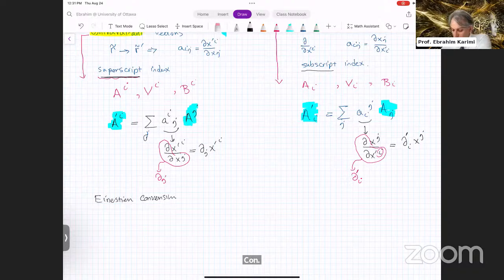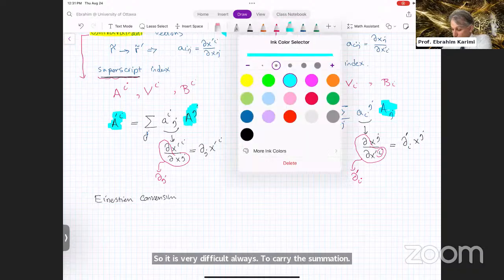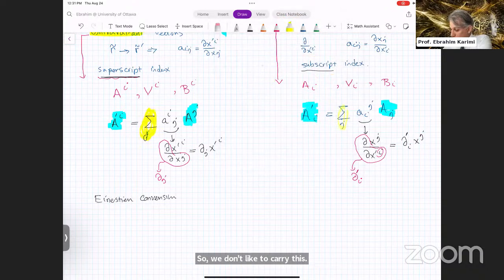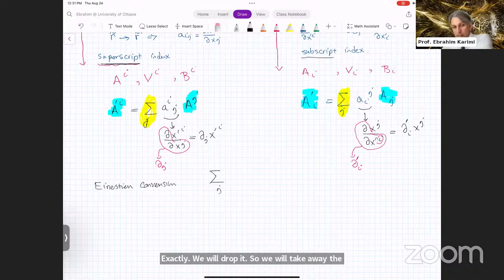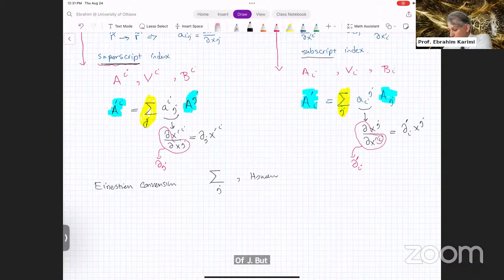It is very difficult always to carry the summation, so we don't like to carry the summation with ourselves. What will we do? Exactly, we will drop it. So we will take away the summation of j, but we should know which index or indices are summed over. Okay?